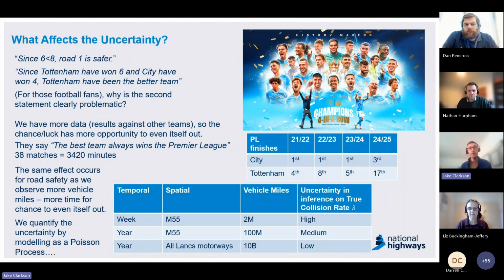And I'm more confident that the collision rate, which is the noisy collision rate that I calculate from 10 billion vehicle miles, is close to that true underlying rate. Now, here in this table, in the final column, I've just written some high, medium, lows off the top of my head. What we really need is a way to quantify or formalize this uncertainty. And that is where the Poisson process comes in.